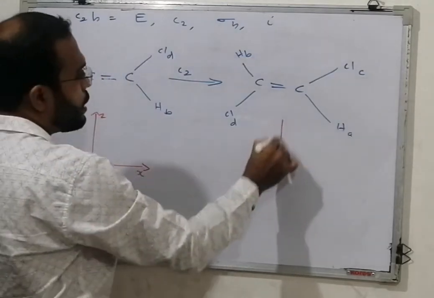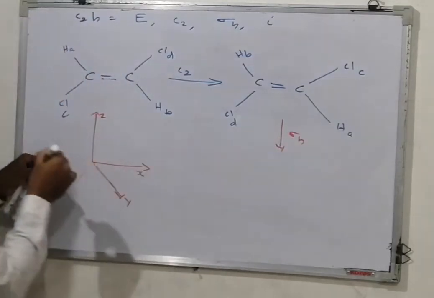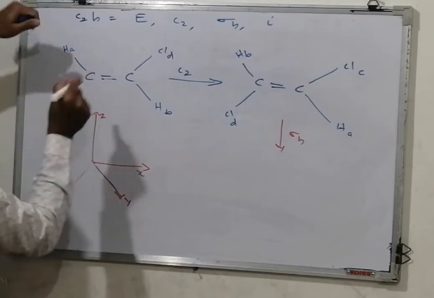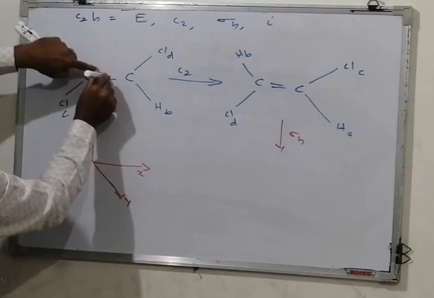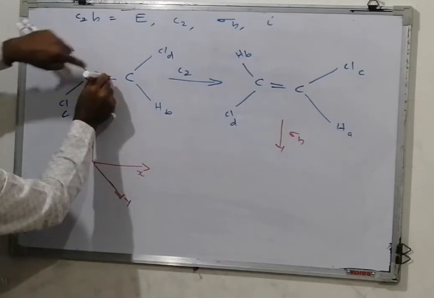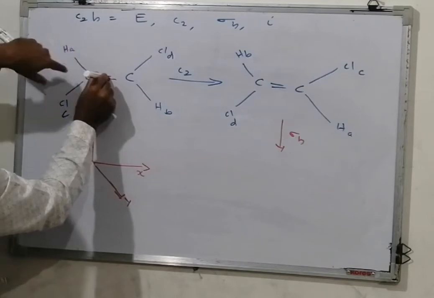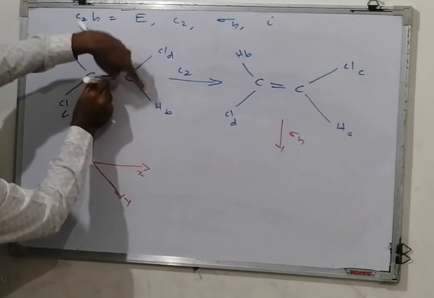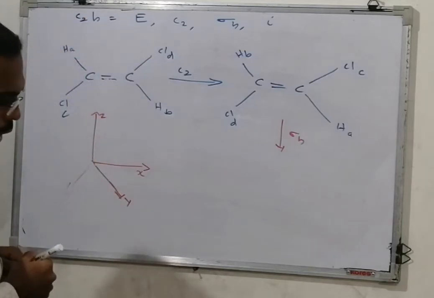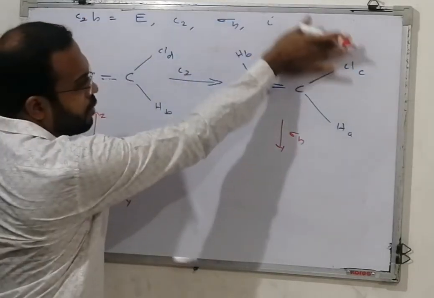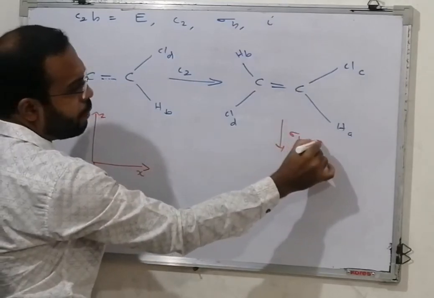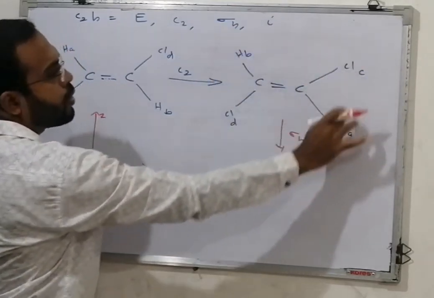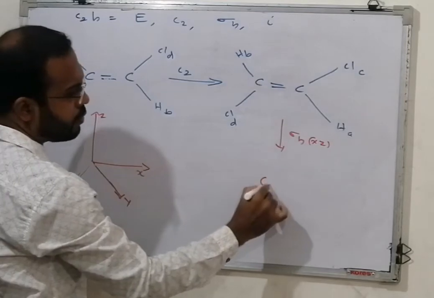Therefore, you have a sigma H plane. What is the sigma H plane? A plane perpendicular to the principal axis. This is the principal axis. C2Y is the principal axis. The Y axis is the principal axis. And you have a molecular plane perpendicular, the plane sigma H, the XZ plane. XZ plane, the molecular plane. Nothing changes. You will get this.